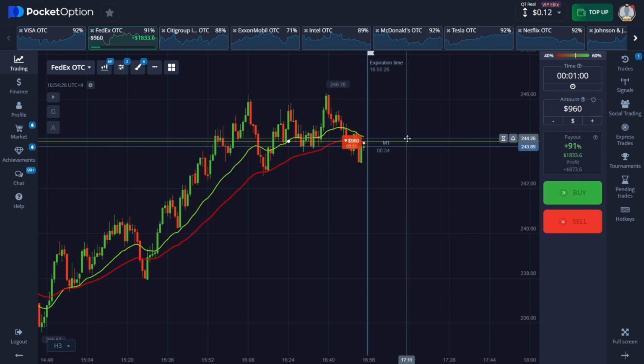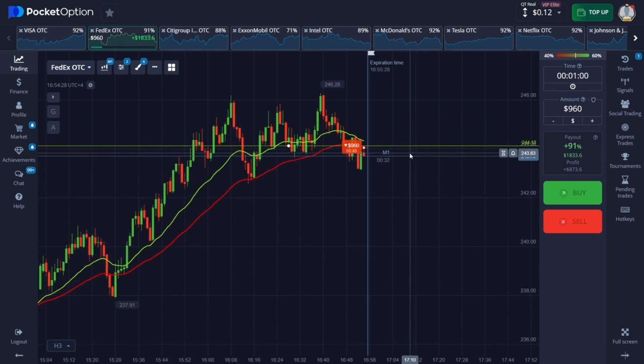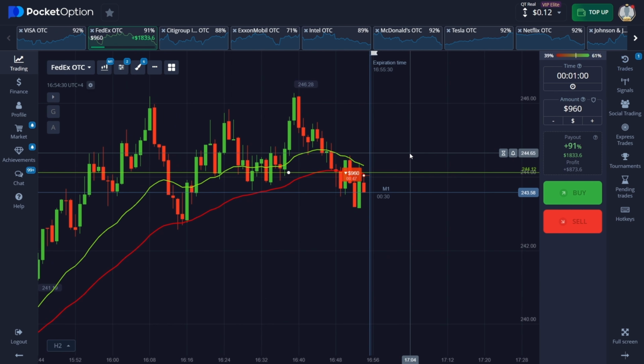Okay, here we have a trade on FedEx OTC for the downside move. I placed a trade for the downside move on FedEx OTC worth $960 because there is a 50 EMA and a resistance level. You can see an uptrend, but the candle broke the trend and is now in a downtrend, taking a retracement from the 50 EMA. That's why I took this trade for the downside move as a retracement trade, and it's currently going in our favor.